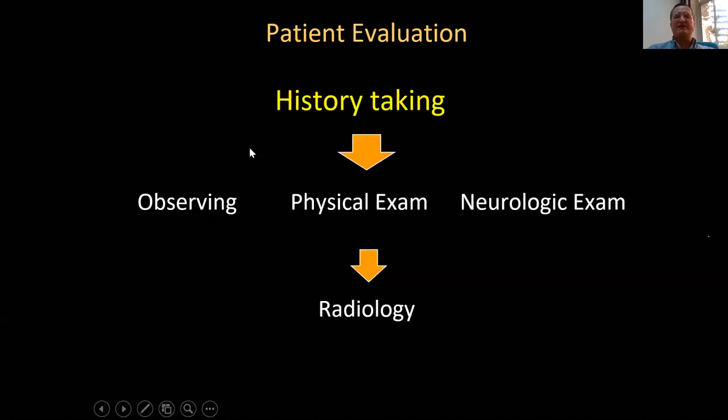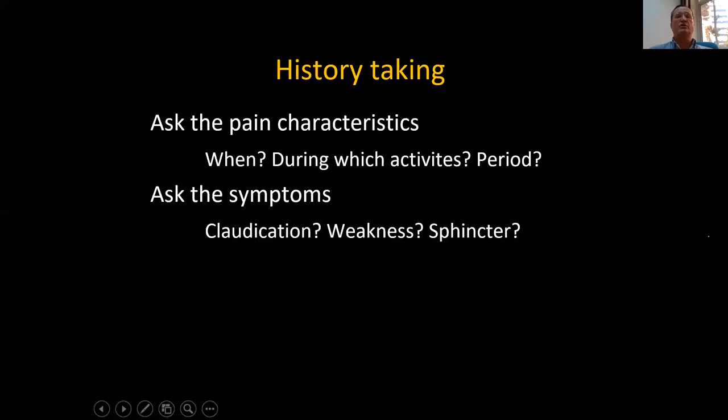If you look at patient evaluation in general, history taking is a must, because we can learn the type of pain the patient is having. Then observing the patient, physical examination and neurological examination, then the radiology. This is all we do for patient evaluation. If you get a good history, you have come to the diagnosis in 80% of the cases. You can come to it even without any examination.